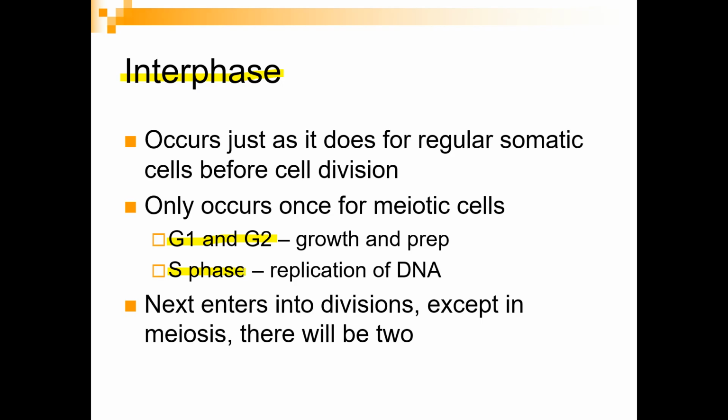Now, it is important to understand that, like mitosis, there's only going to be one interphase that precedes the divisions, okay? In the cell cycle, it was interphase followed by mitosis and cytokinesis. The difference here is that we're going to have interphase followed by two divisions, okay? But still, there's only one interphase. We're only going to double the DNA one time, and this interphase is only going to occur one time, and that is before meiosis 1.